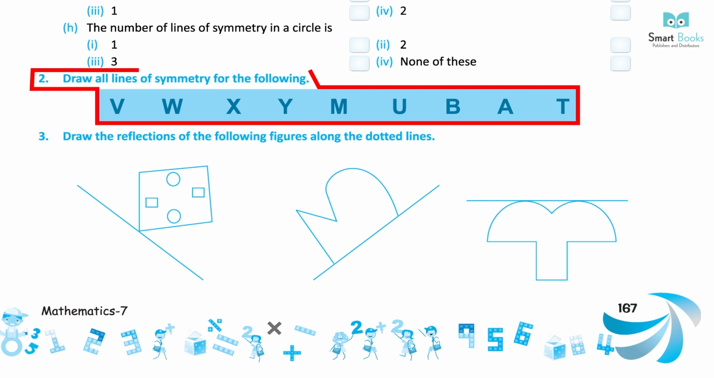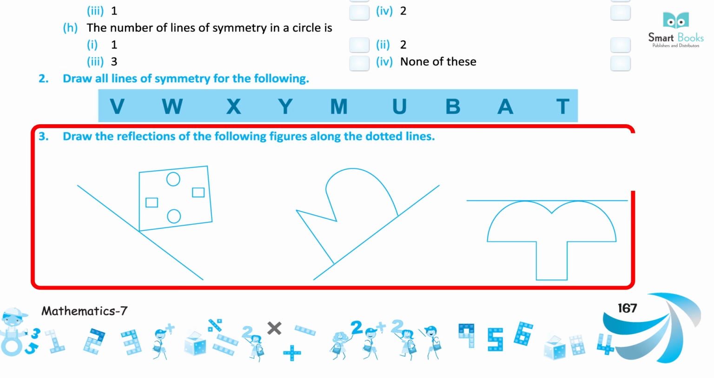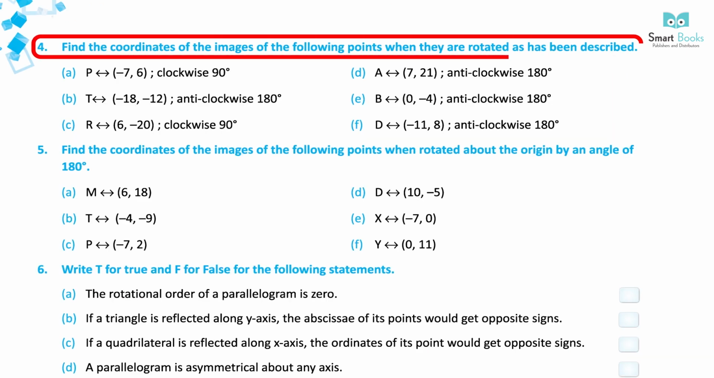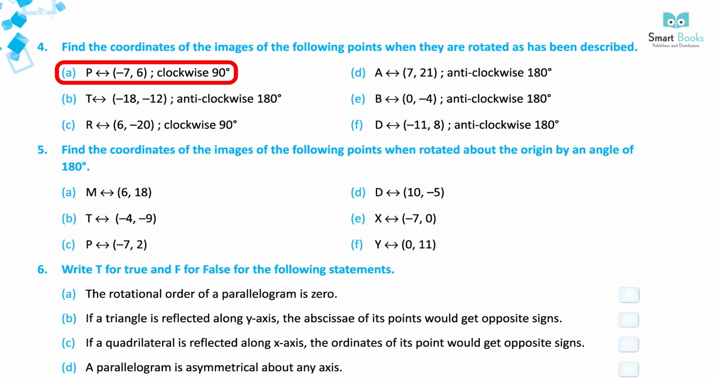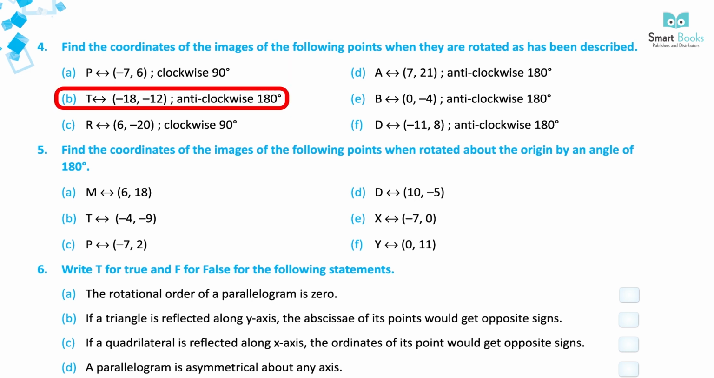Question 2. Draw all lines of symmetry for the following. Question 3. Draw the reflections of the following figures along the dotted lines. Question 4. Find the coordinates of the images of the following points when they are rotated as has been described. A. P minus 7, 6 clockwise 90 degree. Solution: 7, 6. B. T minus 18 minus 12 anti-clockwise 180 degree.